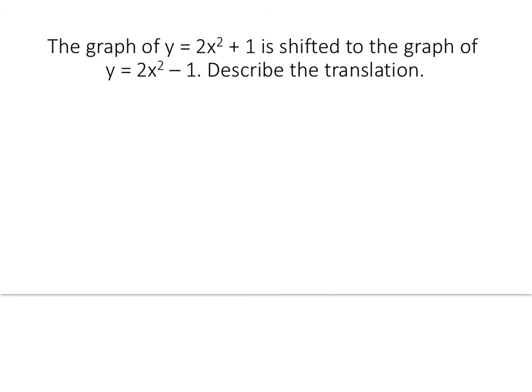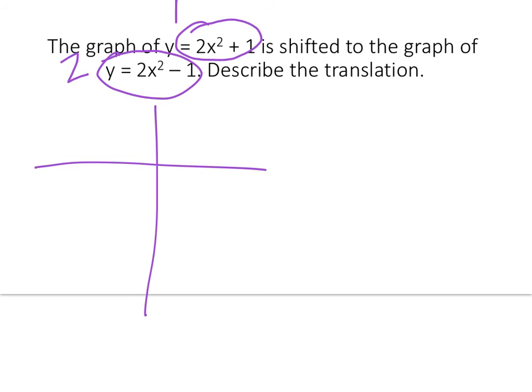In this example, we have the same situation. We have the graph of 2x squared plus 1, and it's shifted to the graph of 2x squared minus 1. So this is our first graph, and then we move to this graph. They do have the same slope, and we don't even need to worry about that because we're worried about describing the translation. The translation is our C value, whatever is added or subtracted. So we started at plus 1, and then we moved to minus 1.